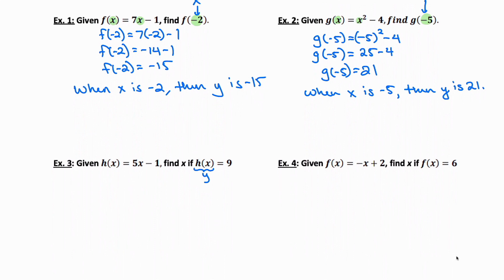So anywhere I see an h of x, I get to replace all of it with the number 9. Well, here's an h of x. They told me h of x is 9. So I get to replace that number with the number 9 is equal to 5x minus 1. And from here, we're going to go ahead and solve.